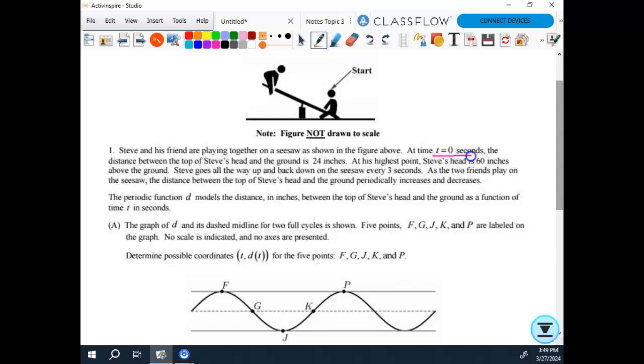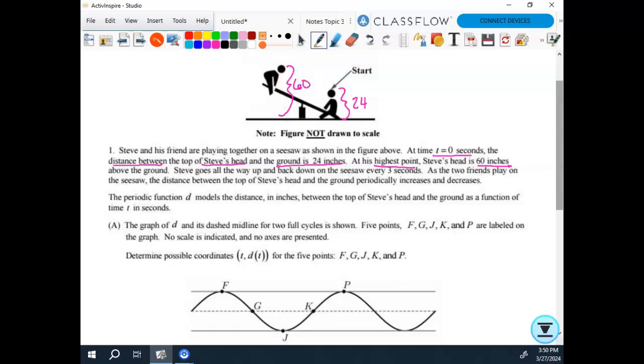At t equals 0 seconds, the distance between the top of Steve's head and the ground is 24 inches. Okay, so that means this right here, 24 inches, because that's the start. At its highest point, Steve's head is 60 inches above the ground. So even though this isn't Steve, we can still say that this would be 60, just to help us out.